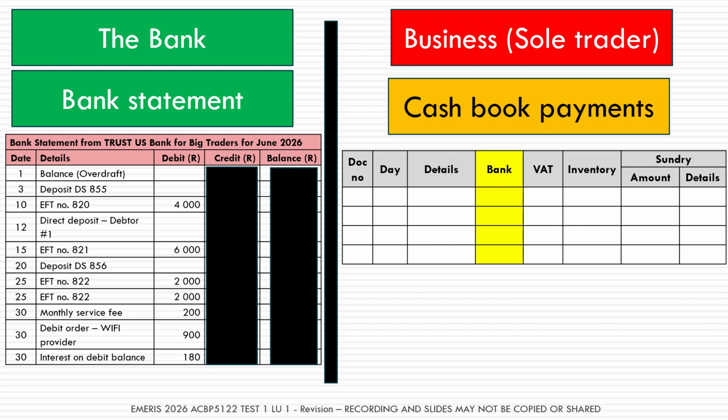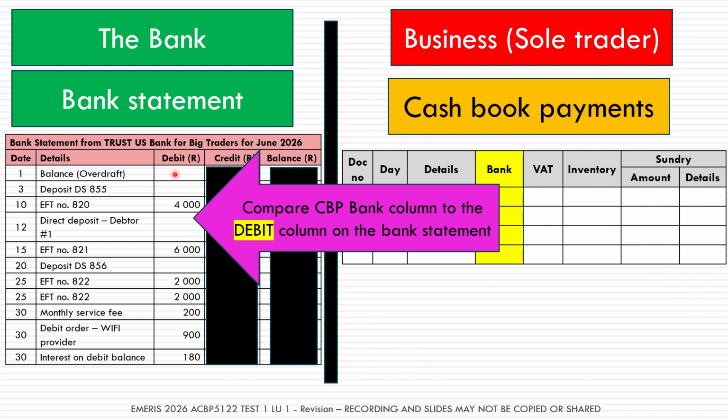We're also going to compare the cash book payments to the bank statement, and this time around we are going to compare the bank column in the cash book payments to the debit column of your bank statement. So again, it is the opposite to what we are doing in our general ledger. So we are going to be comparing it to the debit column of the bank statement. And again, we're really only interested in the bank column in the cash book payments. We're not interested in all of these other columns of the cash book payments.